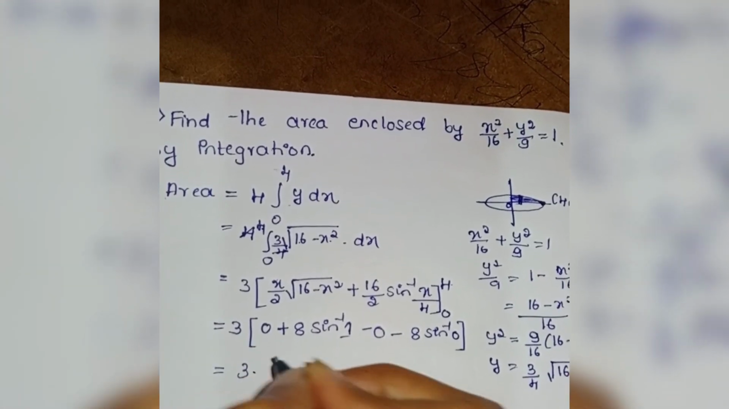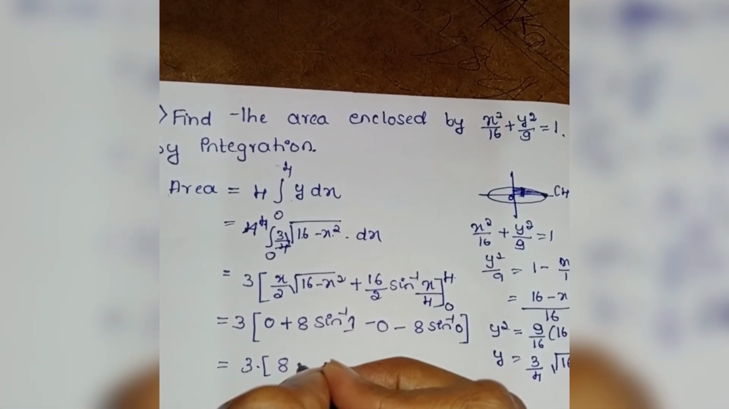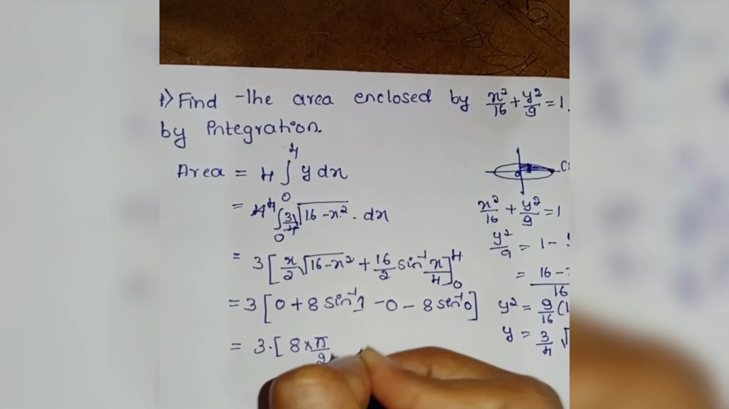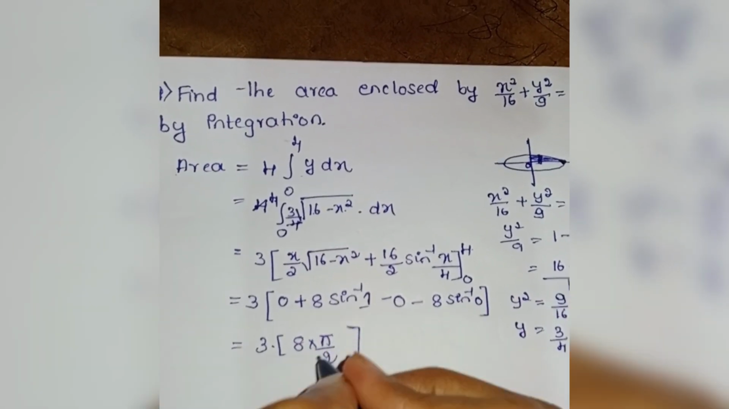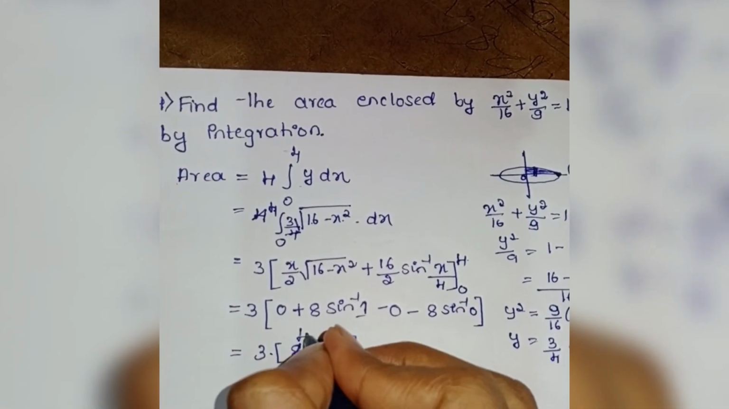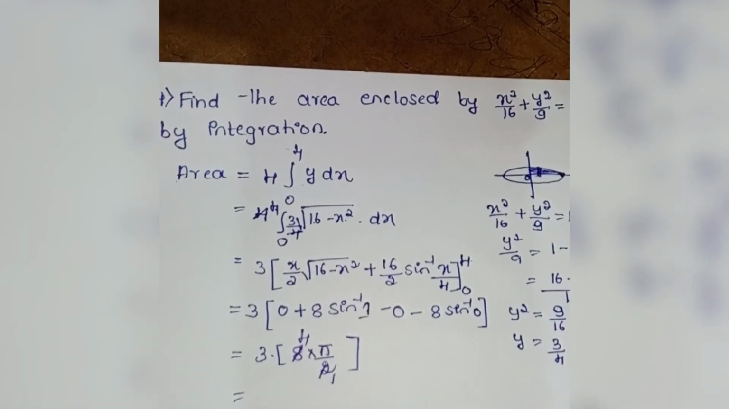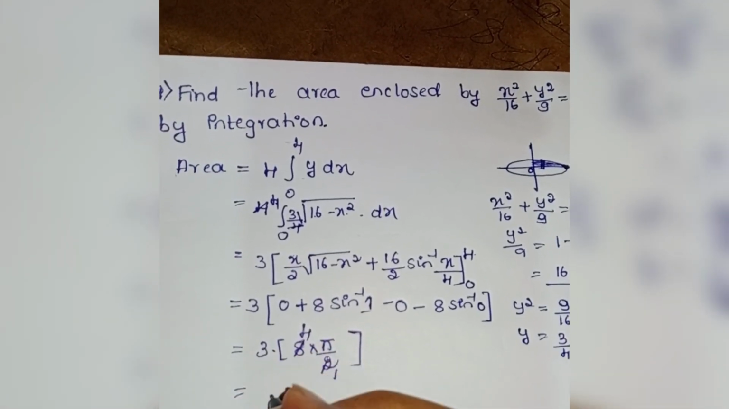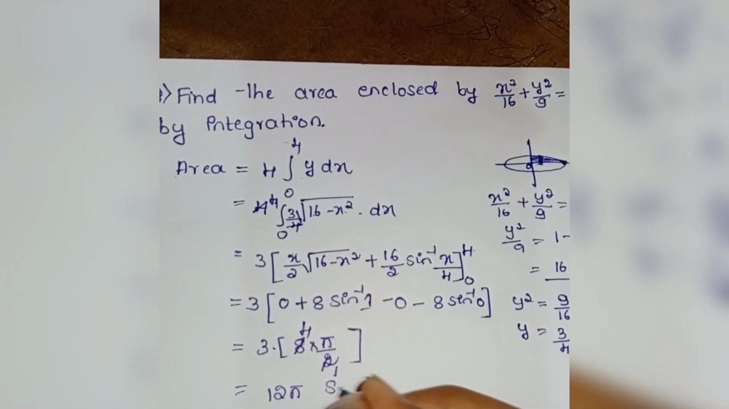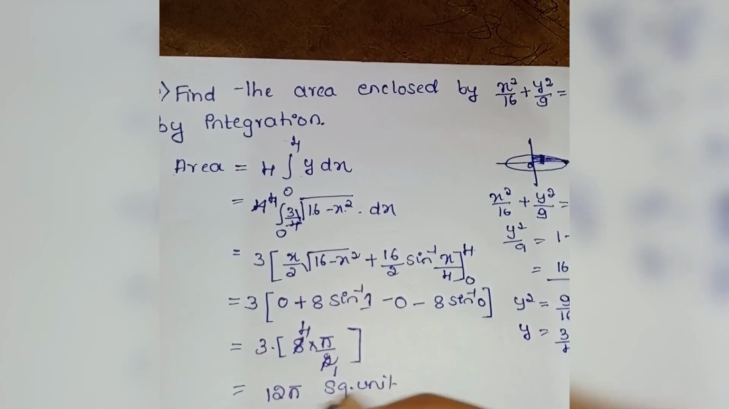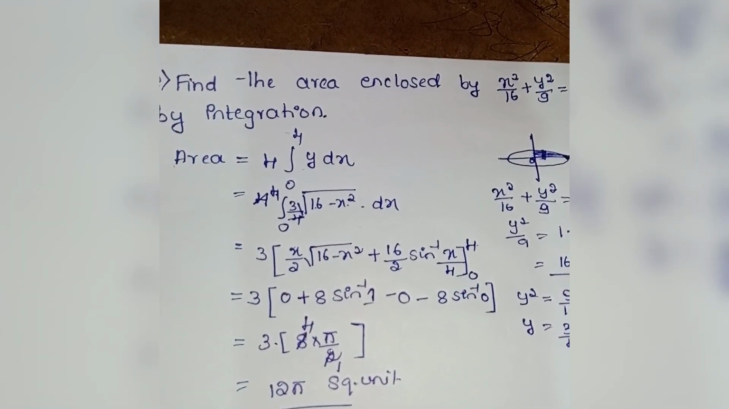Simplify it, 3 times 8 into sine inverse 1, that is pi by 2. Sine inverse 0 is 0. 2 ones are 2, 4s are 8. Correct, right? Final answer is 4 3s are 12 pi square unit is the answer. 12 pi square unit. Correct, check all this.